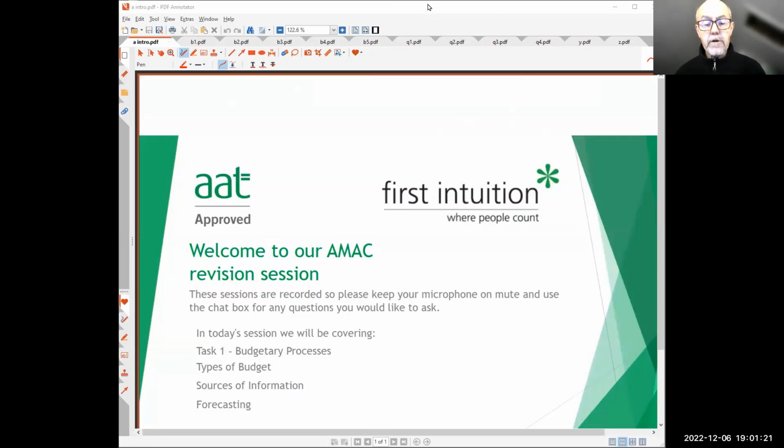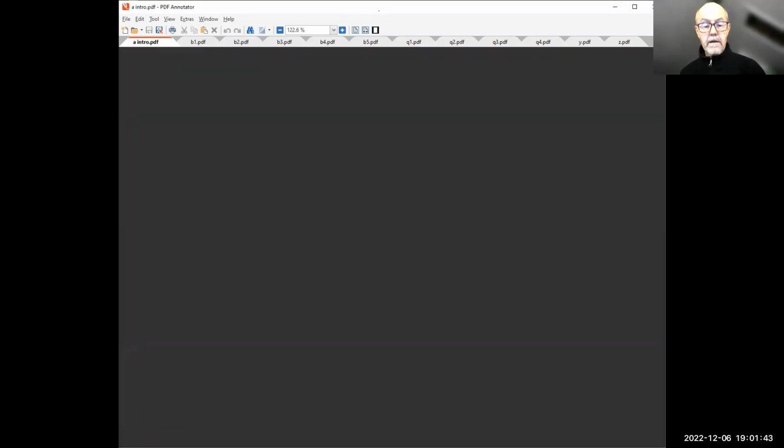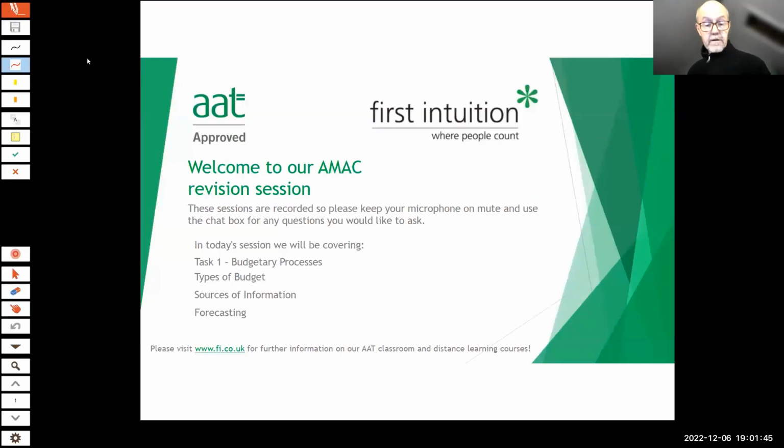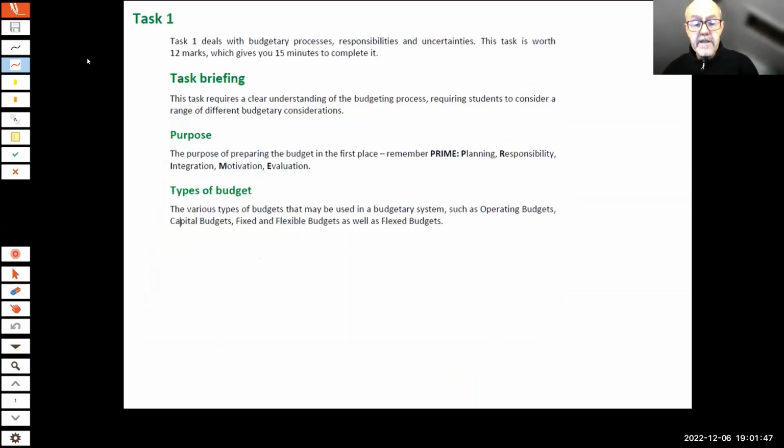Tonight, we are looking at task 1 in advanced management accounting, which typically deals with the budgetary processes, such things as types of budget, sources of information, and forecasting. So if we look at our first topic, task 1 deals with budgetary processes, responsibilities, and uncertainties.